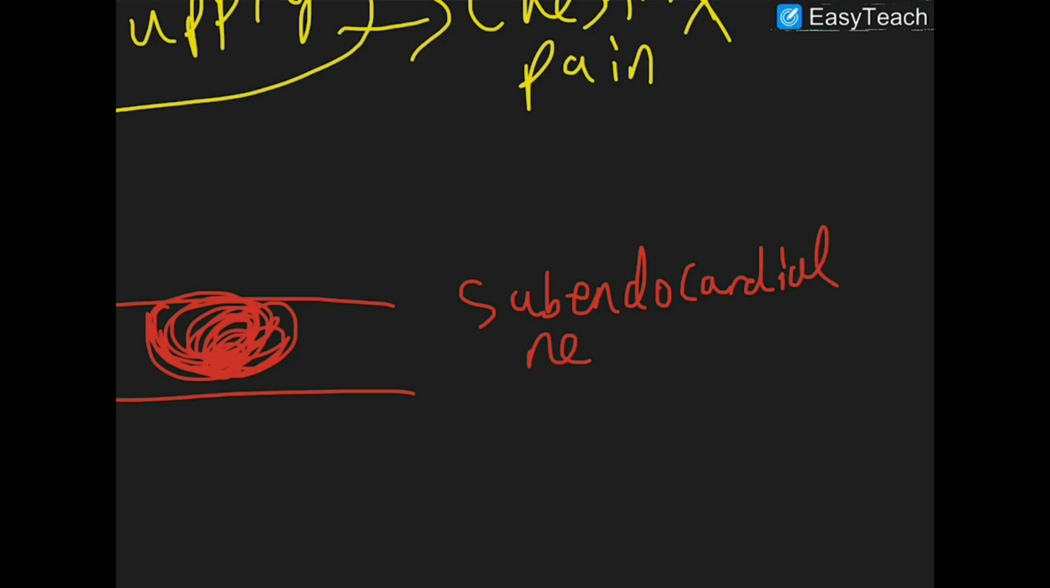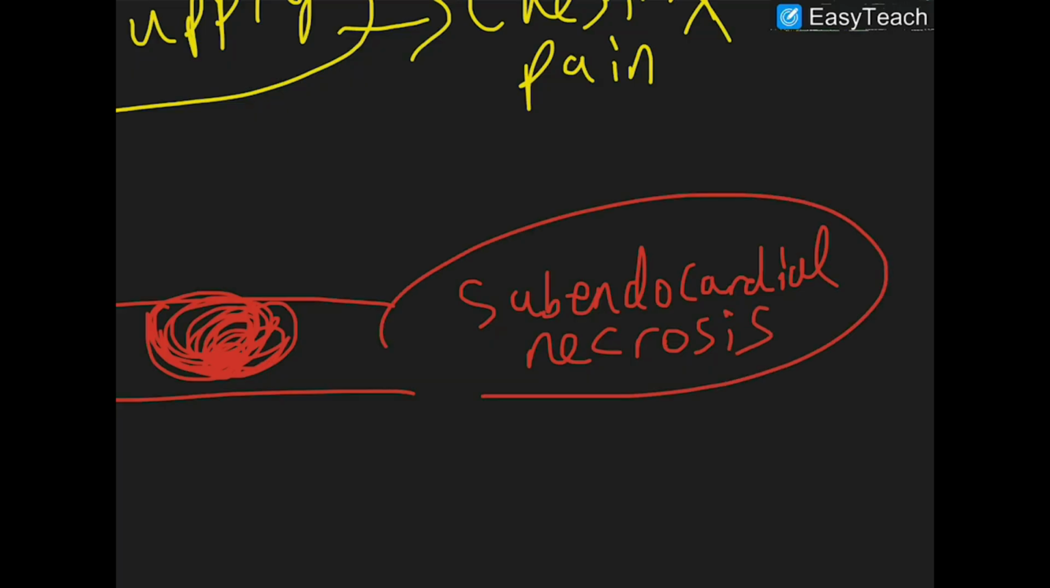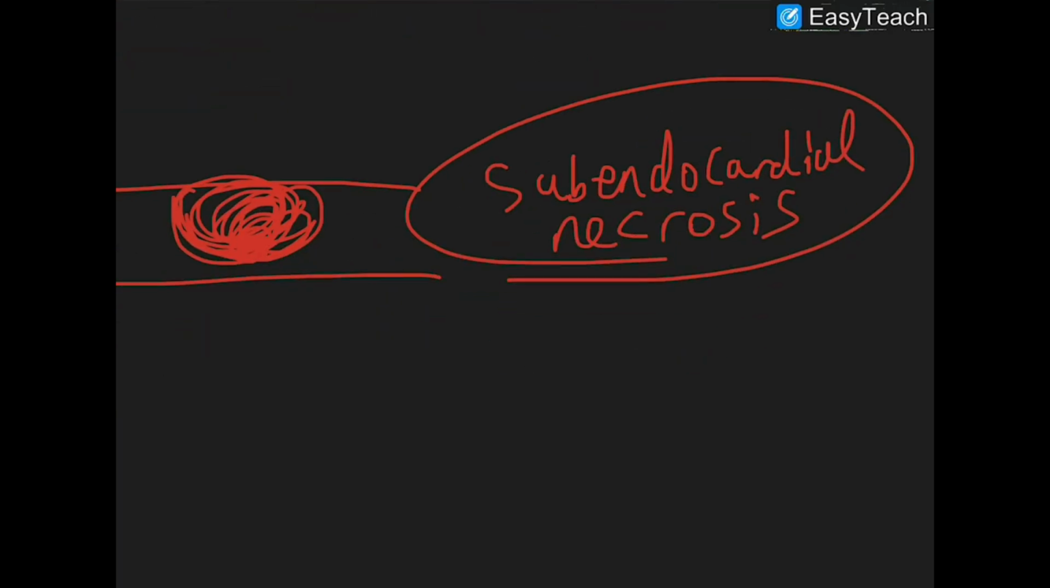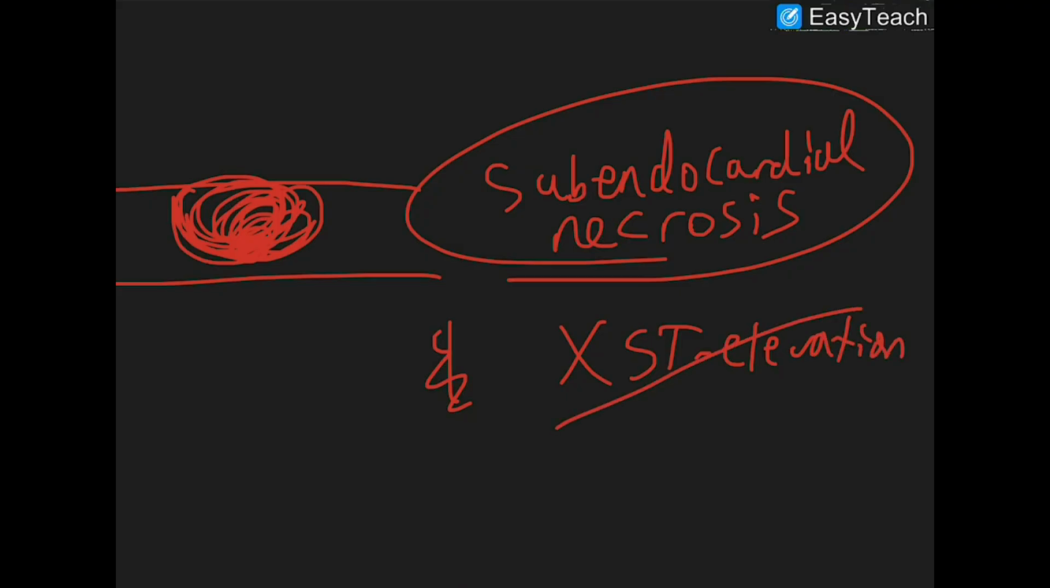All right, so necrosis of your subendocardial layer. But again, this won't lead to ST elevation, right? So you're not going to see an ST elevation, okay? Because ST elevation indicates transmural infarction. This is only infarction of your subendocardium, right? So you're only seeing subendocardial necrosis, not necrosis of the entire wall of the heart.